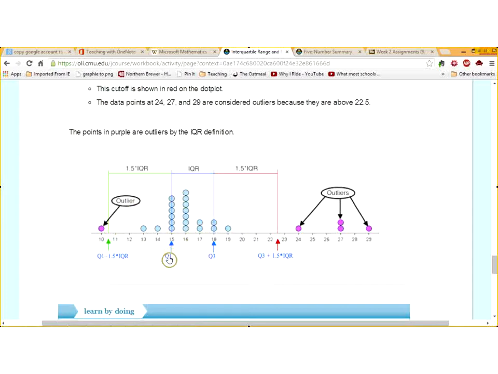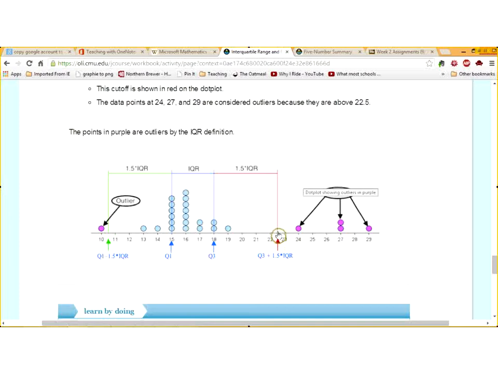Here we've got a data set. We've got our Q1 located there, our Q3 located here. And so we take our IQR, multiply by 1.5, go that far above Q3, that far below Q1. Anything past those points is an outlier.